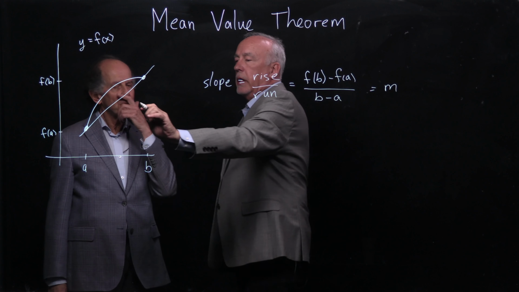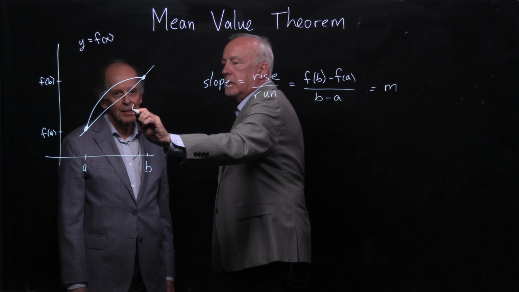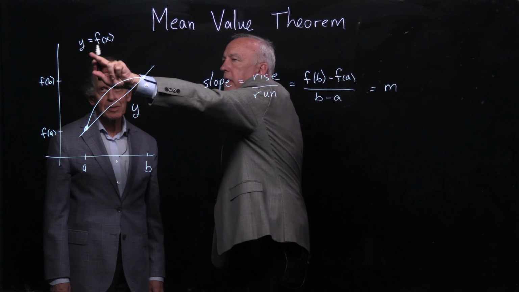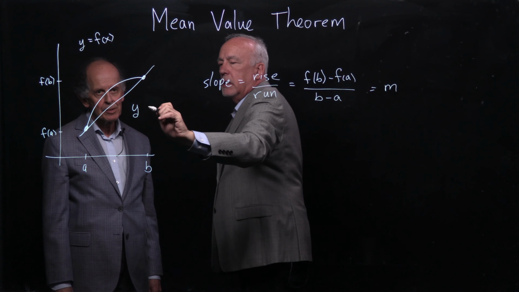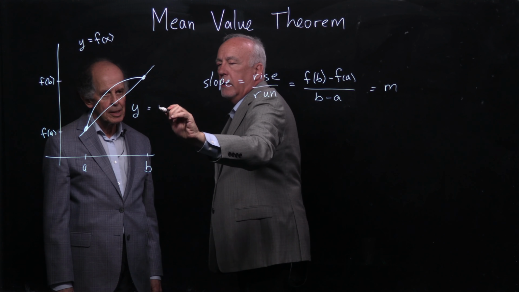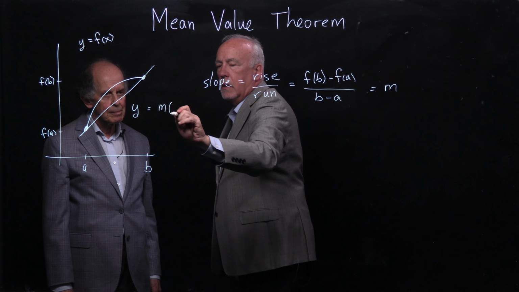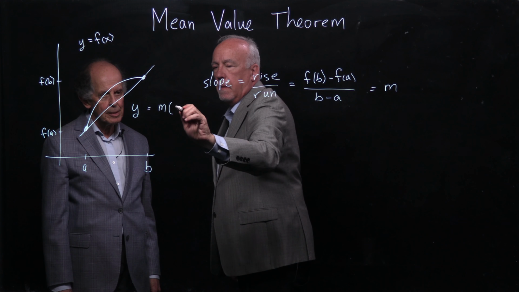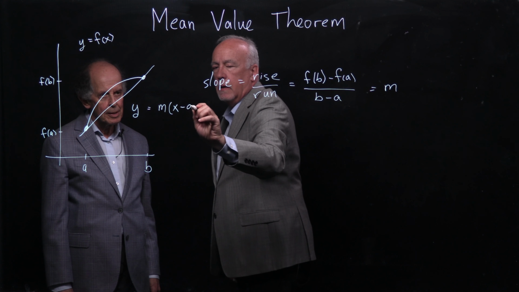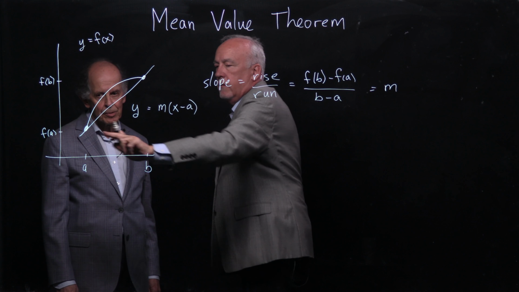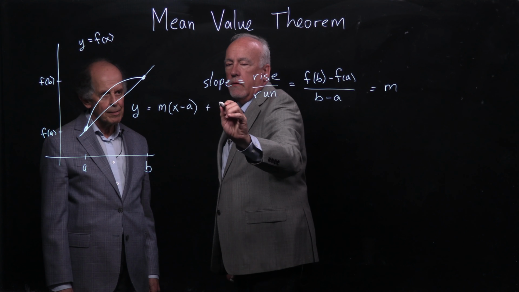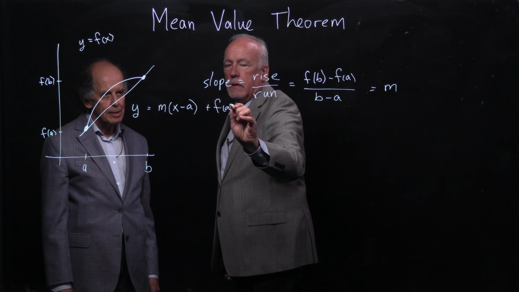So I can draw an equation for this. Here is my curve, y is equal to f of x. Here this is just the slope, so it's m. And it goes through this point here, a, so x minus a. And it takes the value there of f of a. So that's my equation for the line.